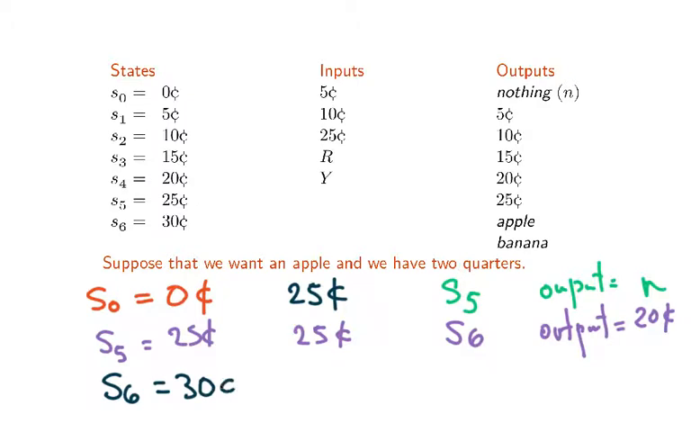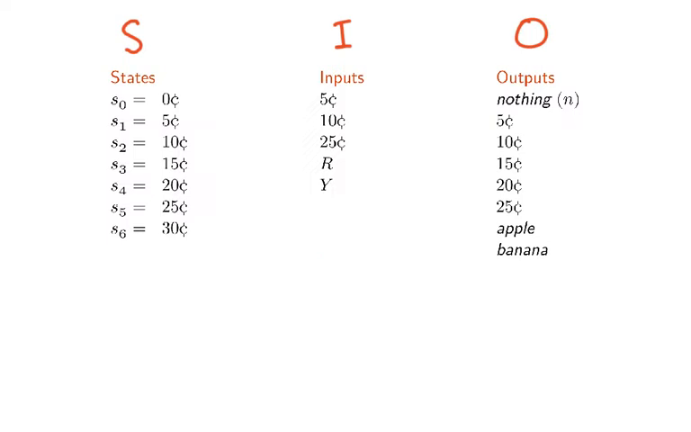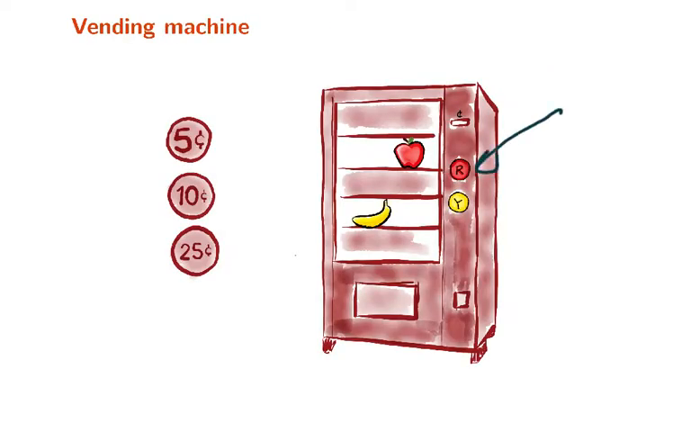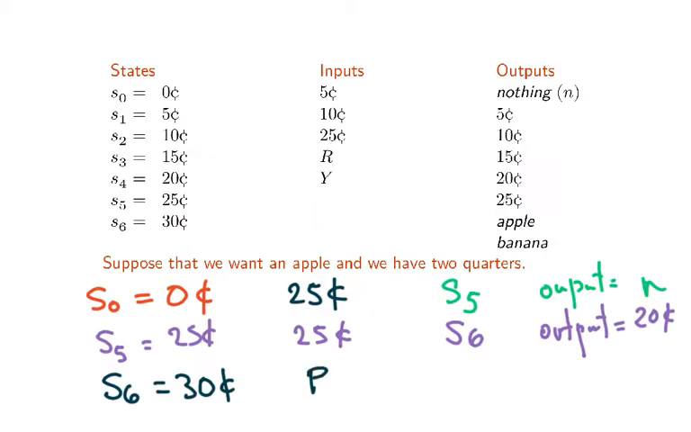So we have 30 cents. So what are we going to put here? Are we going to keep putting money? No, we have already enough money. So we are going to press the red button, right? Because we want an apple. So we input the red button. So this one is going to be our input.